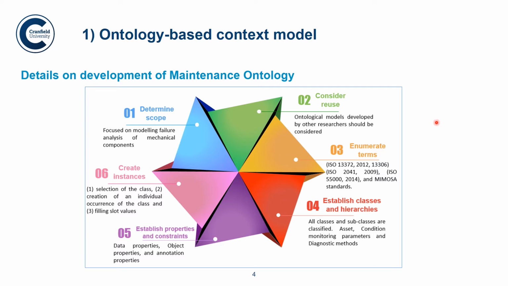The ontology development involves 6 phases, as you can see from this figure. It starts with determine scope, consider reuse, enumerate terms, establish classes and hierarchies, establish properties and constraints, and finally create instances. And these steps are outlined next.